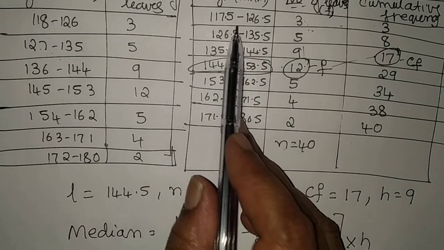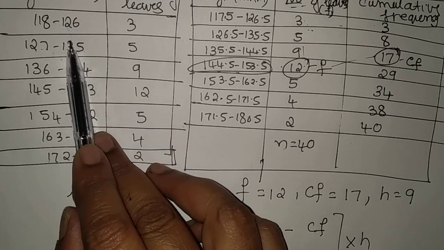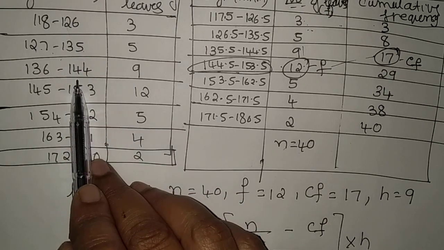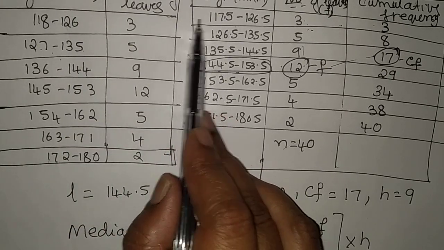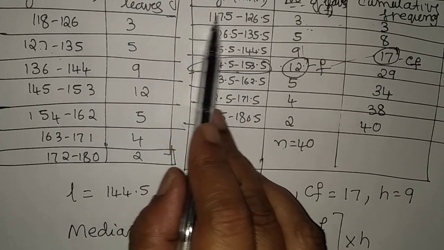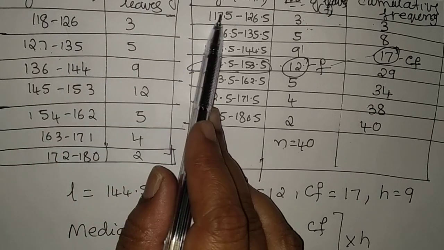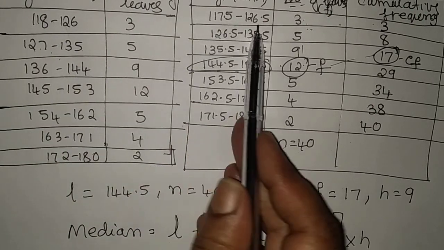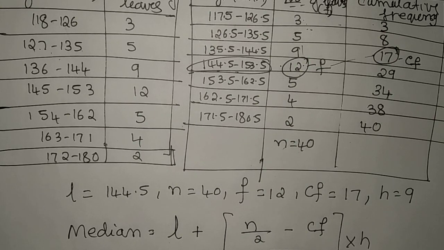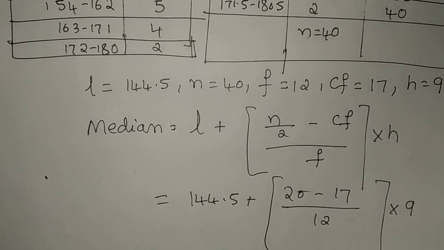So just don't get confused. Only thing is slight change in the data, that's all. Our assumption is made. Since the class interval is not continuous, we have to take the class interval in such a form that it will be continuous, that's all. Just one point, that is this is 118, just we have to take 117.5, then it will be continuous. Other things are same. So this completes the fourth one.